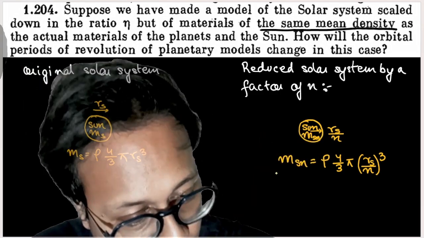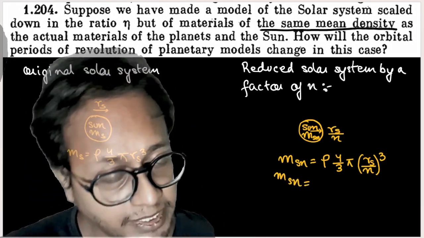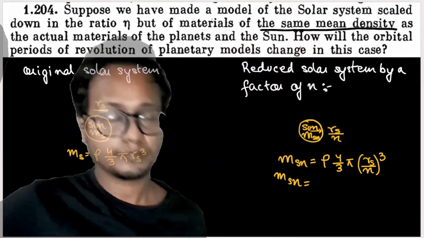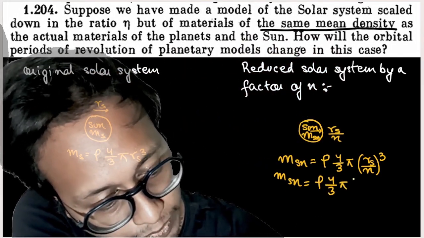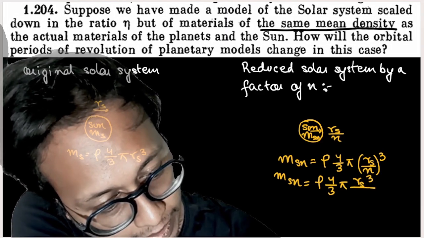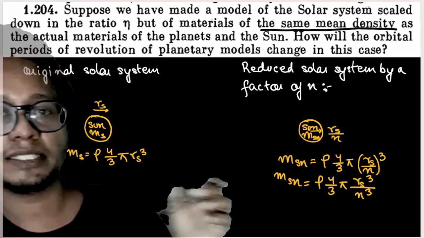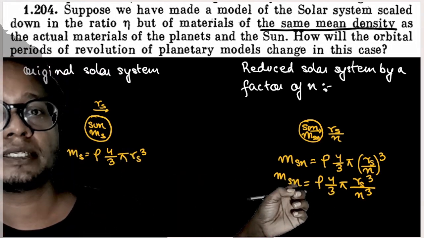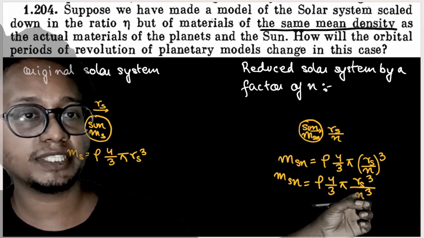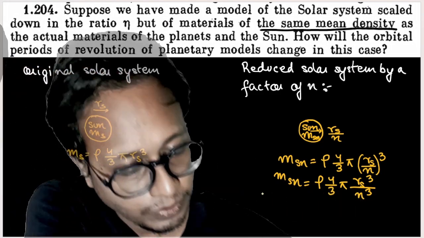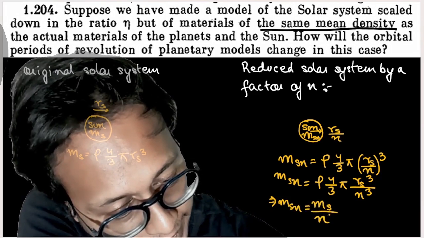Okay, so the new mass of the sun is nothing but density into 4/3 pi into Rs cube by n cube, where Rs is the original radius of the sun. So if I compare this term and this term, the mass of the new sun is nothing but the mass of the old sun divided by n cube. See, this entire term except this n cube is nothing but the mass of the old sun. So the mass of the new sun is the mass of the old sun divided by n cube.